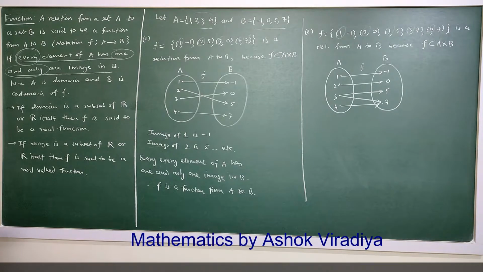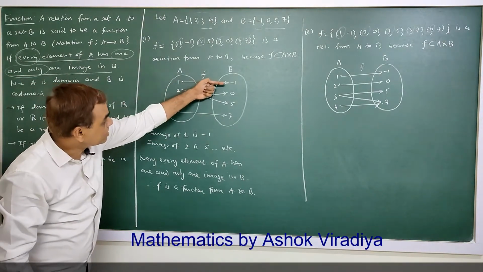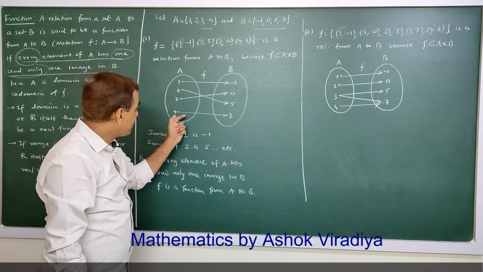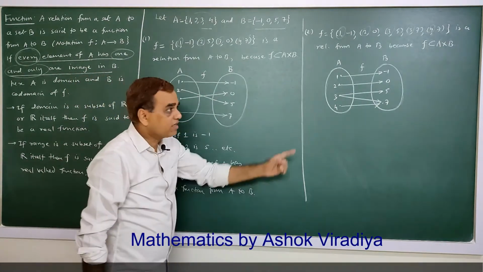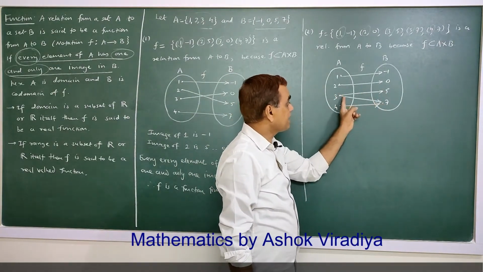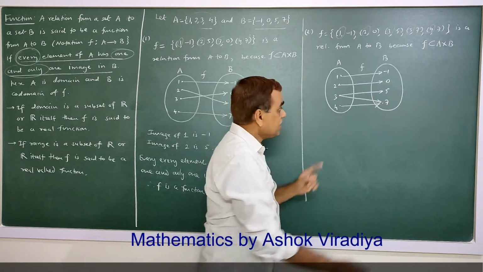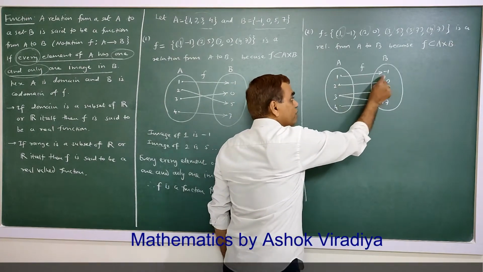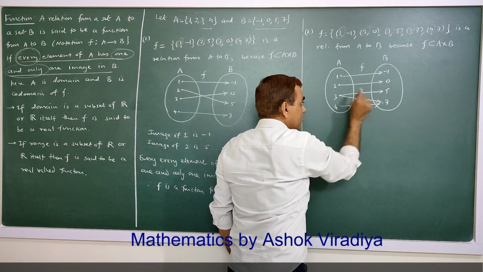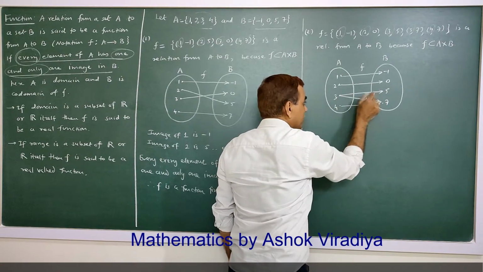Now second condition, how many images? 1 and only 1 image. See, only 1 arrow is coming from every element. Now look here, from 3, 2 arrows are coming. Image of 1 is only 1, image of 2 is only 1, but there are 2 images of 3.